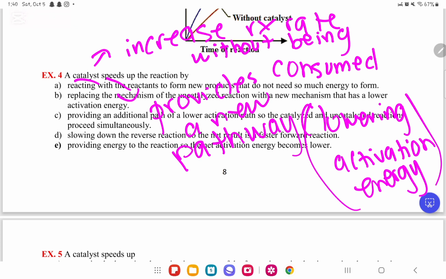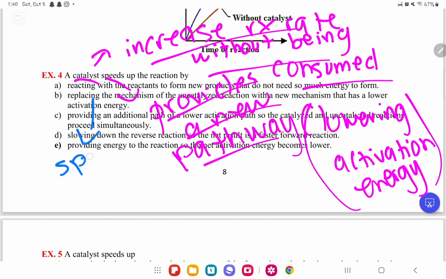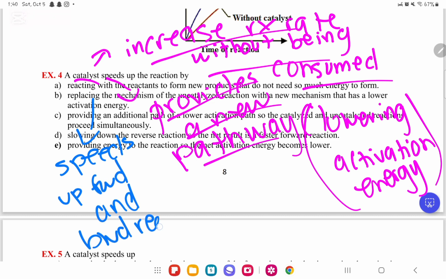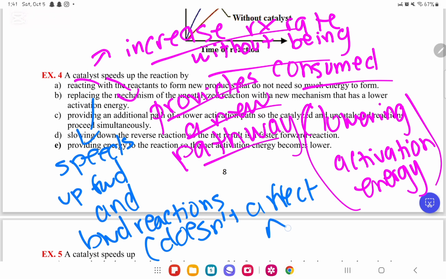The catalyst will increase the reaction rate without being consumed. It provides a new pathway by lowering the activation energy. It also speeds up forward and backward reactions, although it doesn't affect delta H. And of course, in the end, it's regenerated, basically that it's without being consumed.